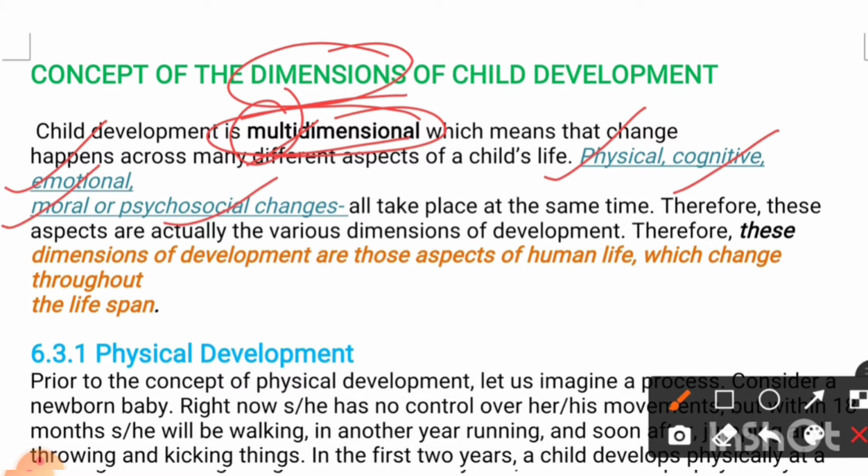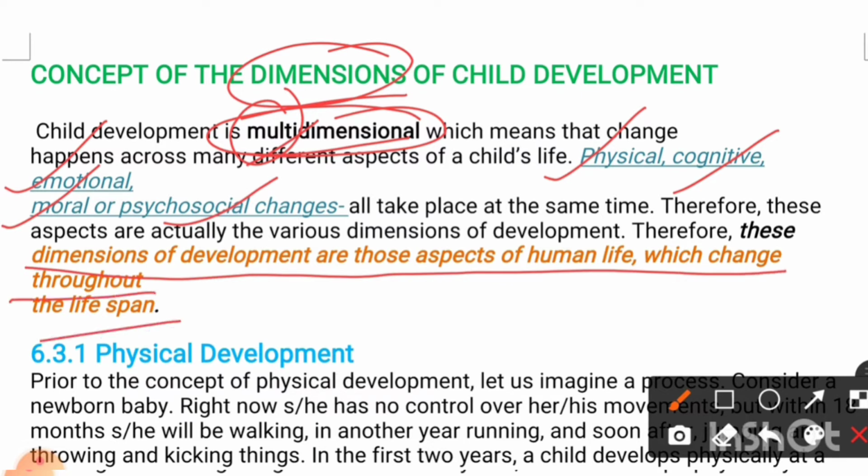And further it said that these dimensions of development are those aspects of human life which change throughout the lifespan. It is not like once they develop, it stops. No, it becomes small scale, maybe a very tiny fraction of it, but the changes take place for the rest of the life in the human body. All right, so that we are going to discuss now. First, we will discuss physical development.